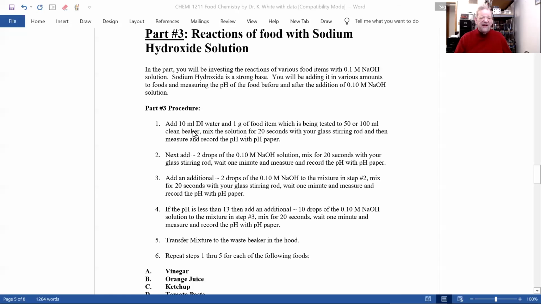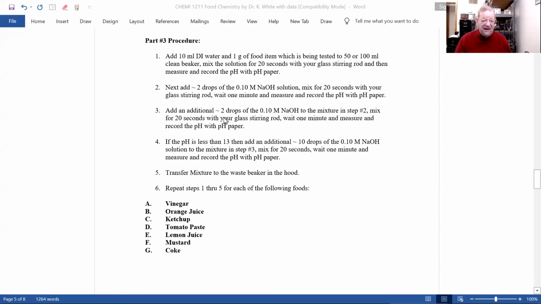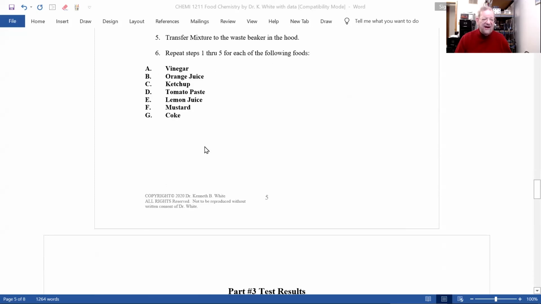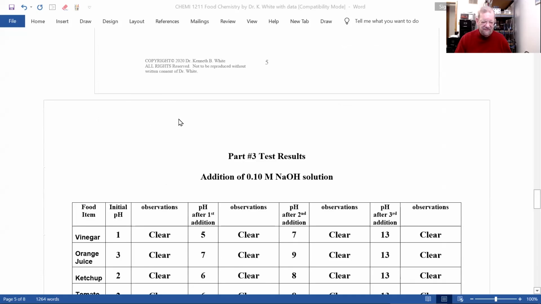What you'll do is the same thing. Add some water in a beaker, some of the food, measure the pH, add about 2 drops of sodium hydroxide solution, measure the pH, add 2 more drops, measure the pH, and then add a lot more, 10, and measure the pH. Here I have orange juice in the right place, and you'll be doing this with vinegar, orange juice, ketchup, tomato paste, lemon juice, mustard and Coke.